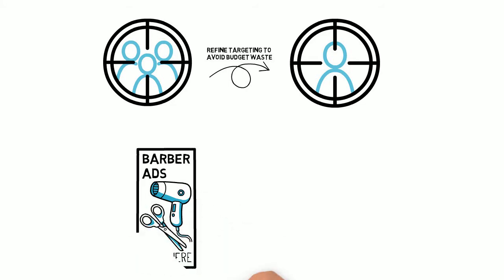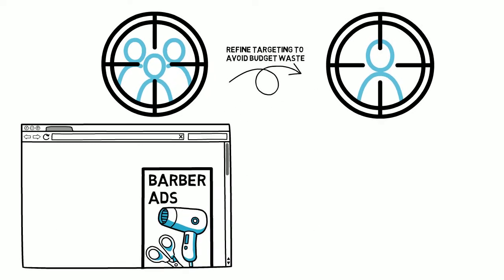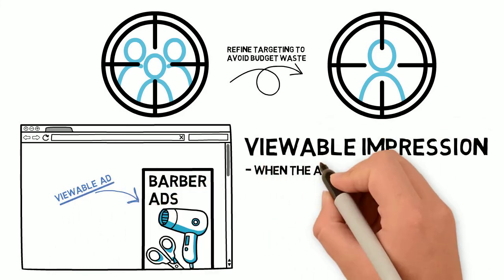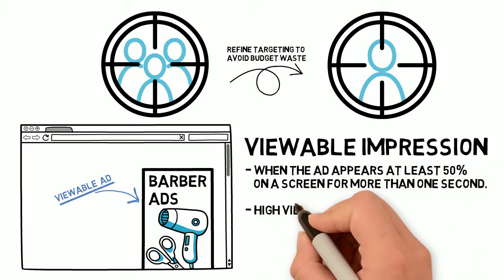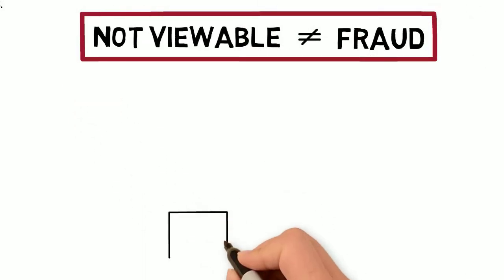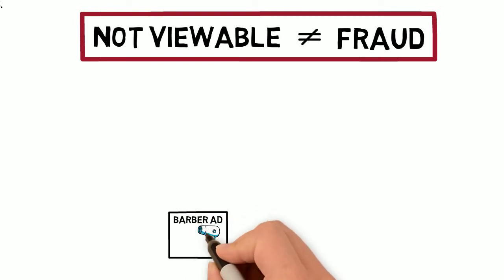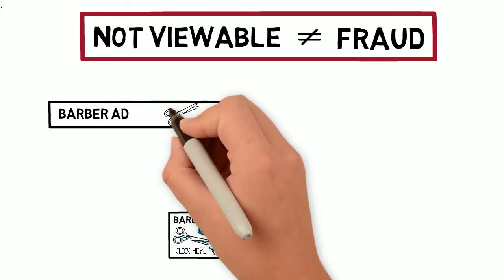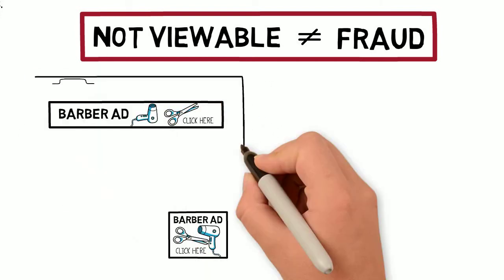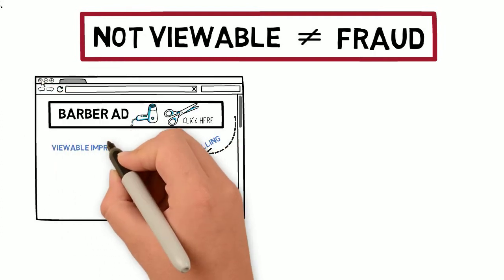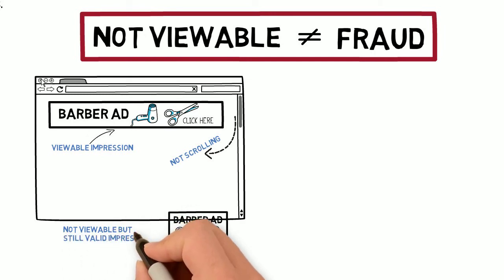A viewable impression is when the ad appears at least 50% on the screen for more than 1 second. We can definitely do another video on how viewability would affect performance for different types of campaigns. However, right now I just want to point out that non-viewable impressions don't equal fraudulent impressions. An ad can be displayed at the bottom of a page, and the user can exit the page without scrolling all the way down to the bottom, which makes that impression not viewable, but it is still a valid impression.